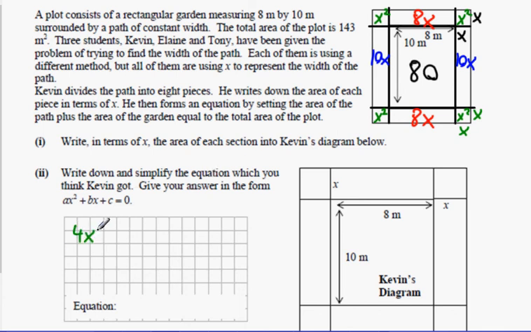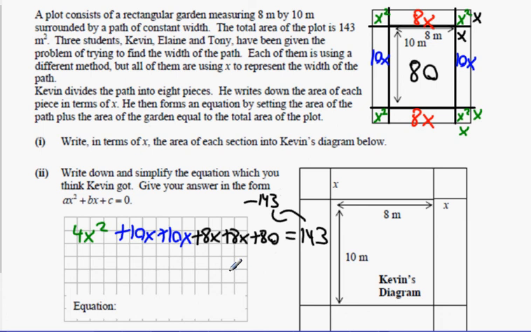Now, how many x squareds do we have? We have 4x squareds. We have 10x twice. We have 8x twice. And we have 80. And what's the entire area when you add them all together? 143. Okay. And then bring the 143 over and it becomes minus 143. Take it away from the 80 and it becomes minus 63. 4x squared. How many x's do we have? 36. And that there is a quadratic equation.